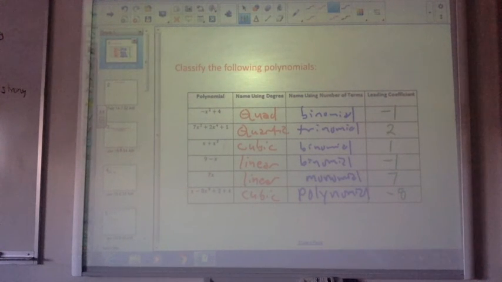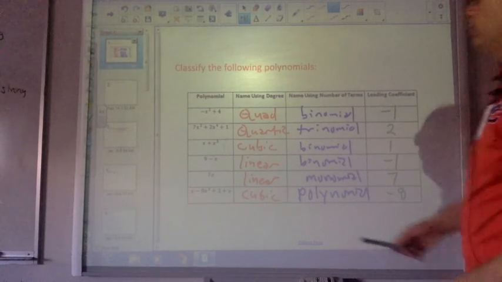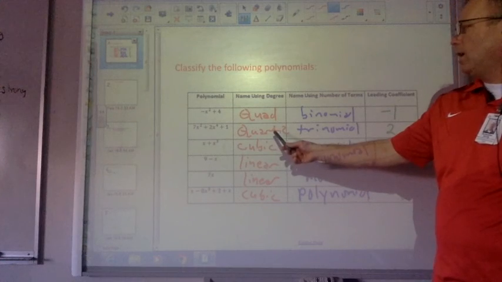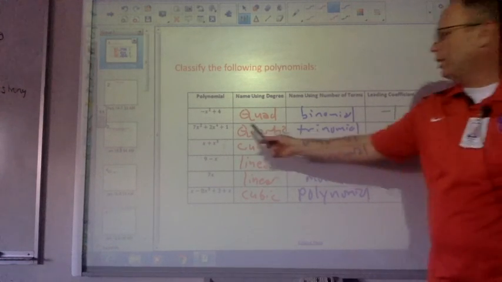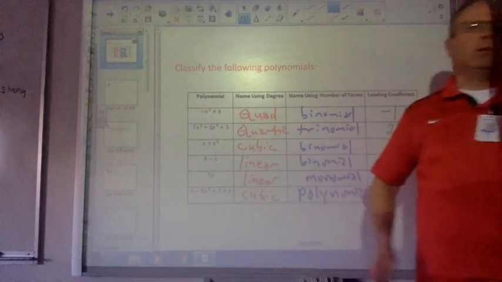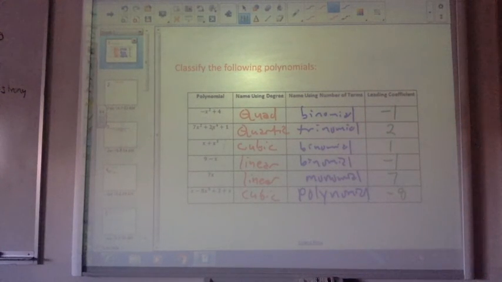So which one are you looking at? Yeah. So 2x to the 4th. That's where it becomes quartic, trinomial, because there's 3 terms, and then we use that as our base because it was the highest exponent, even though the order was goofy. Okay.